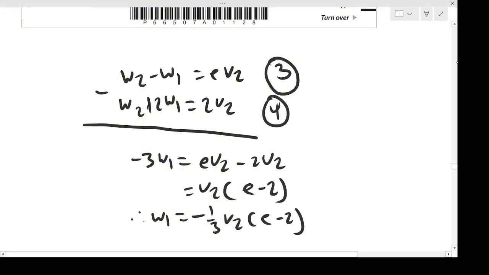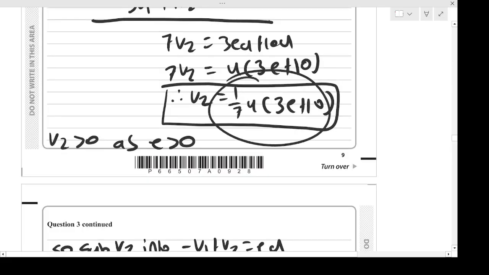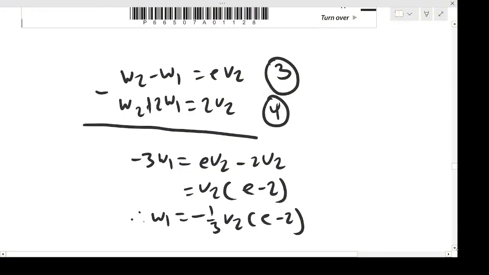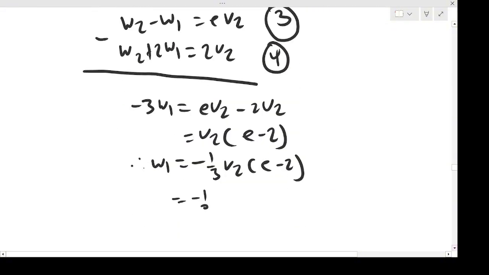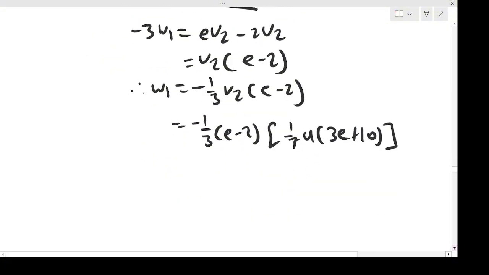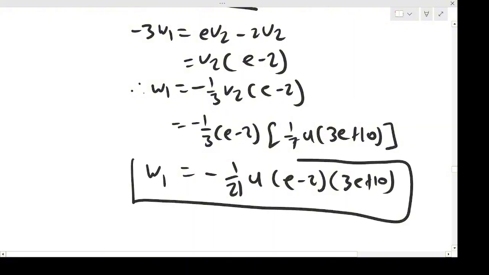Now actually I can sub in what V2 is. Remember from part A, V2 was a 7th U of 3E plus 10. And so if we simplify that, we're going to get minus 1 over 21 U lots of E minus 2 times 3E plus 10. And that is my expression for W1, the speed of B afterwards.